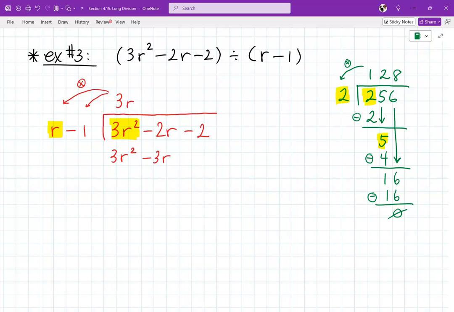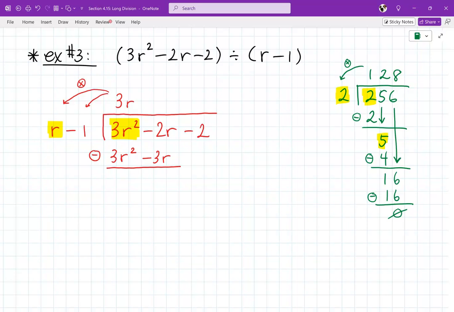And then what am I supposed to do? Look on the right side. What am I supposed to do once I write something on the bottom? Subtract, right? All right. 3r squared minus 3r squared? 0. Right? Now, this part's kind of tricky. Negative 2r minus a negative 3r.